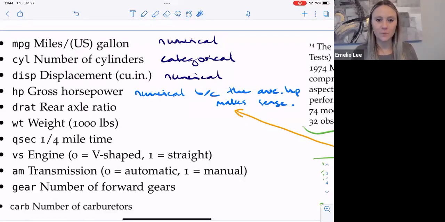Okay, so there, now everyone can see it.